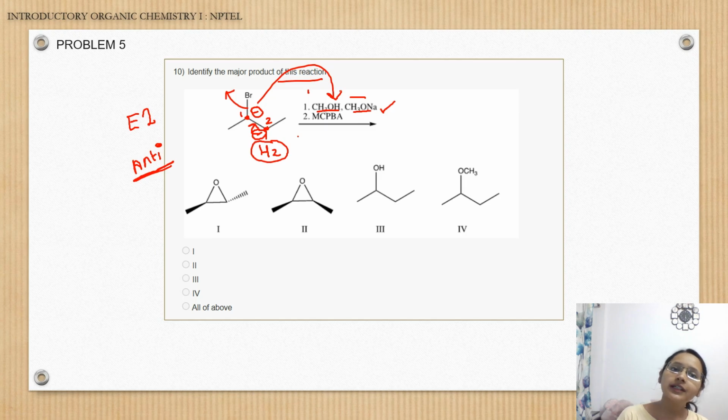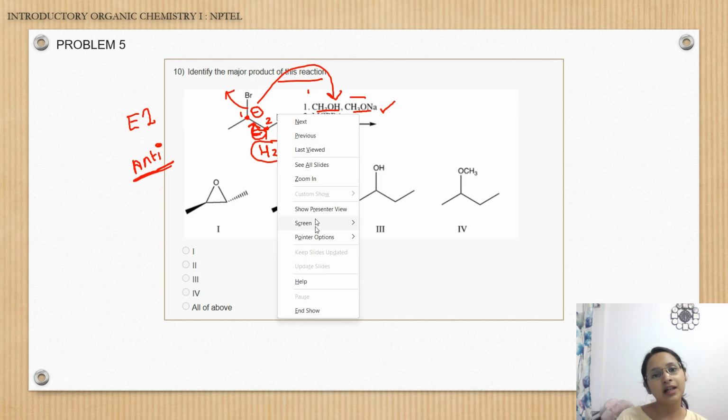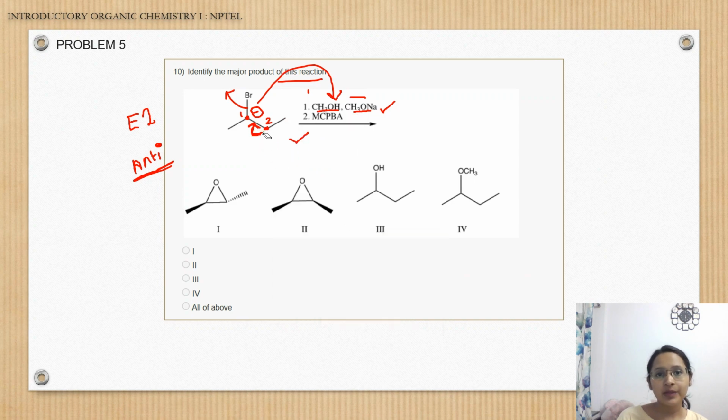But if you generate a carbanion at carbon number 2, then what will happen? Here this carbanion will move forward and this Br leaves. So this kind of elimination can happen only if the carbanion is generated at carbon number 2. So this is clear, that the carbanion is generated at carbon number 2, right?